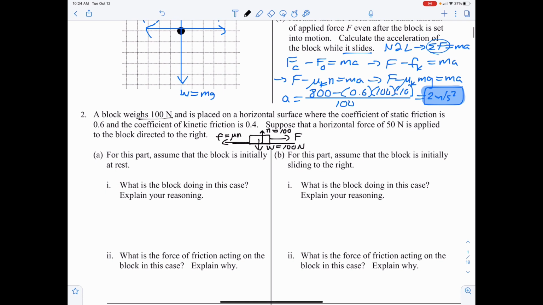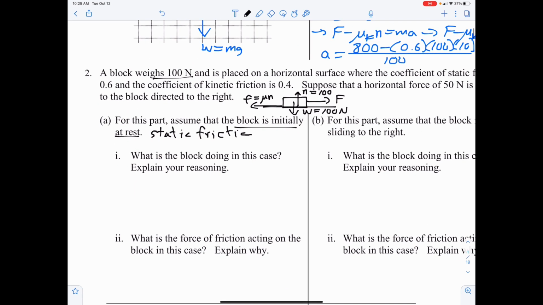So we're going to keep this information in our hip pocket to help us figure out what to do in this problem. So in part A, assume the block is initially at rest. What this means is it's at rest because static friction is preventing the motion. Okay, what is the block doing in this case? It's not moving.